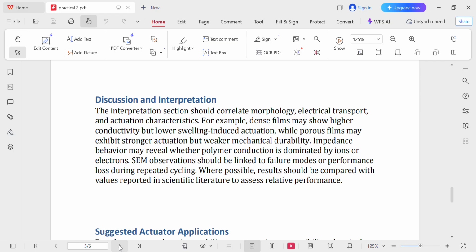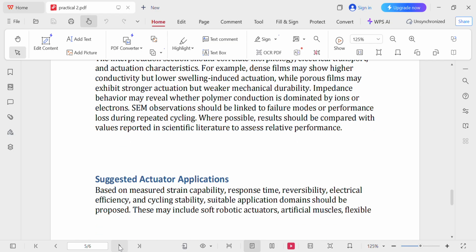Next, impedance behavior may reveal whether the polymer conduction is dominated by ions or electrons. Means the impedance results help identify whether the electricity flows mainly through moving ions or through electrons. SEM observation should be linked to failure modes or performance loss during repeated cycling, and the results should be compared with the values reported in the scientific literature to assess the relative performance.